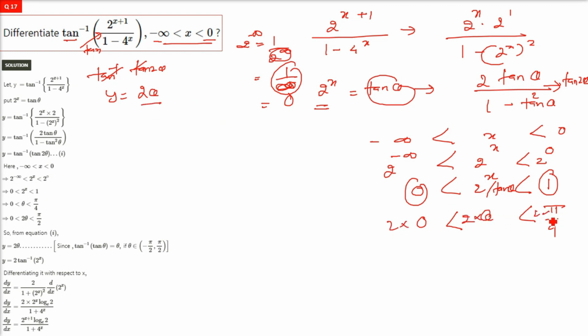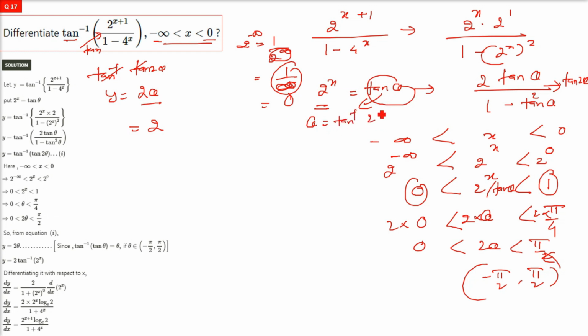Now you need 2 theta, multiplied by 2 everywhere. So 0, and 2 pi by 4 is pi by 2. Now what is the range? When you cancel tan and tan inverse, it has to be between negative pi by 2 and pi by 2, and you are well inside that here, 0 to pi by 2. Now let us take the differentiation, y equals 2 theta. So 2 into theta. What is theta here? Tan theta equals 2 to the power x, that you have assumed. So theta will be equal to tan inverse 2 to the power x.